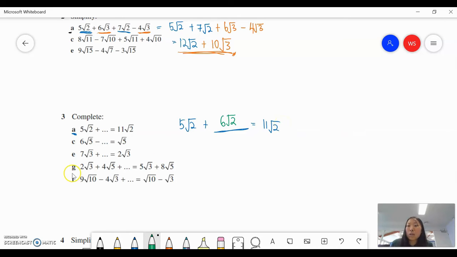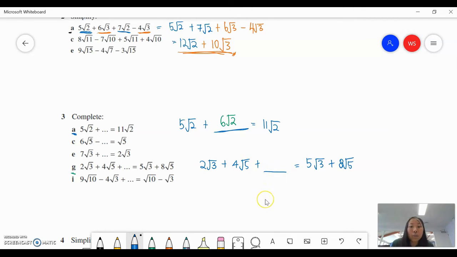Okay, so as you work on to question 3G, let's give it a go. 3G looks a little bit complex, but it is the same thing as well. We have 2 groups of square root of 3 plus 4 groups of square root of 5 plus blank over there equals 5 groups of square root of 3 plus 8 groups of square root of 5. So we know that there are 2 different sets over here. One has a square root of 3, however many groups they have, and the other is the square root of 5.